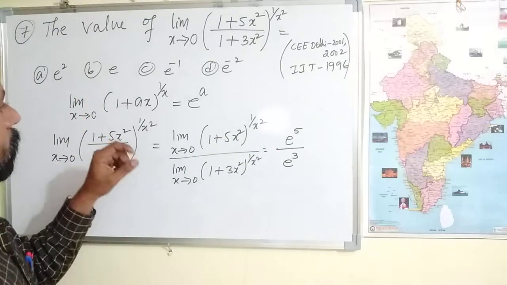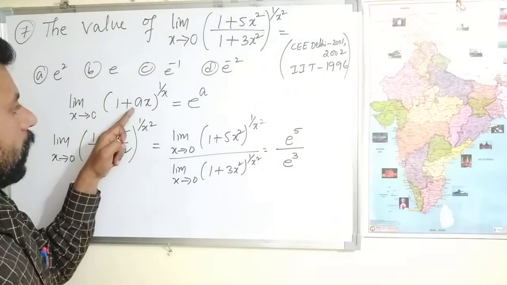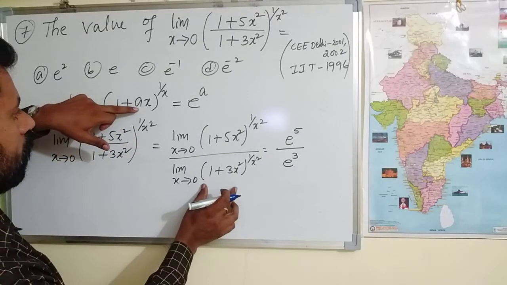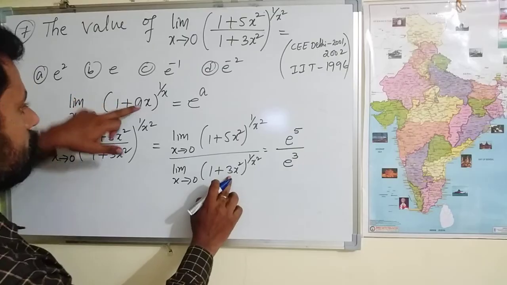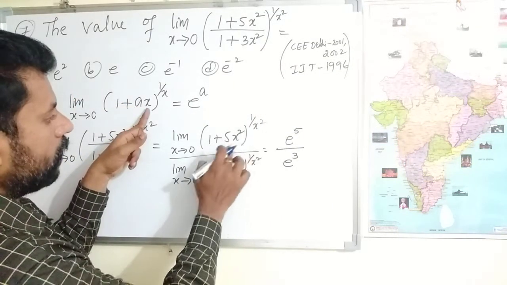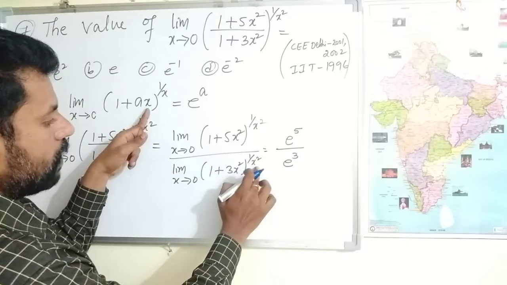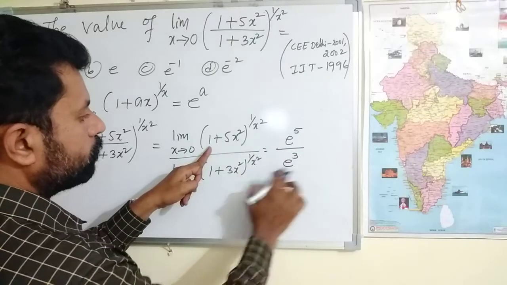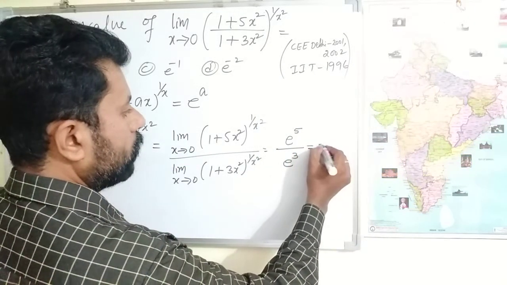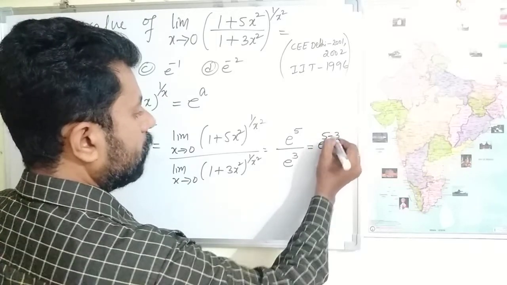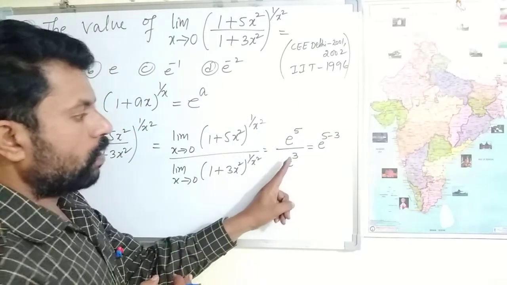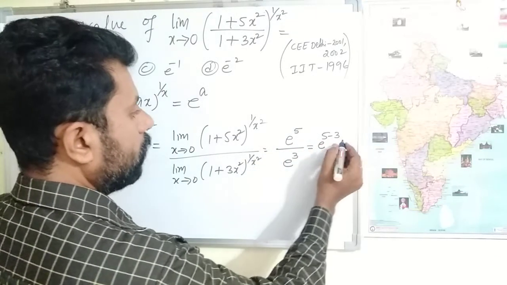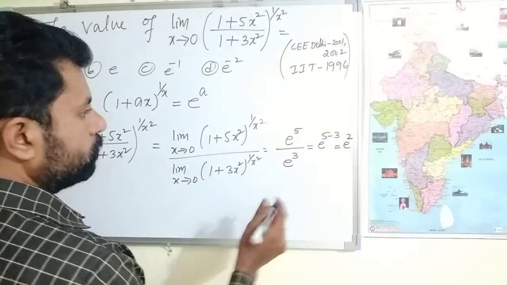Here, instead of a we have 5. In the denominator, instead of a we have 3. Instead of x, here we have x square, and the denominator also has x square. So now this result can be written as e to the power a, where the value is 5. Now this result is equal to e to the power 5 minus 3. Denominator transposed to numerator, the power becomes negative. So e to the power 5 minus 3 is equal to e to the power 2.